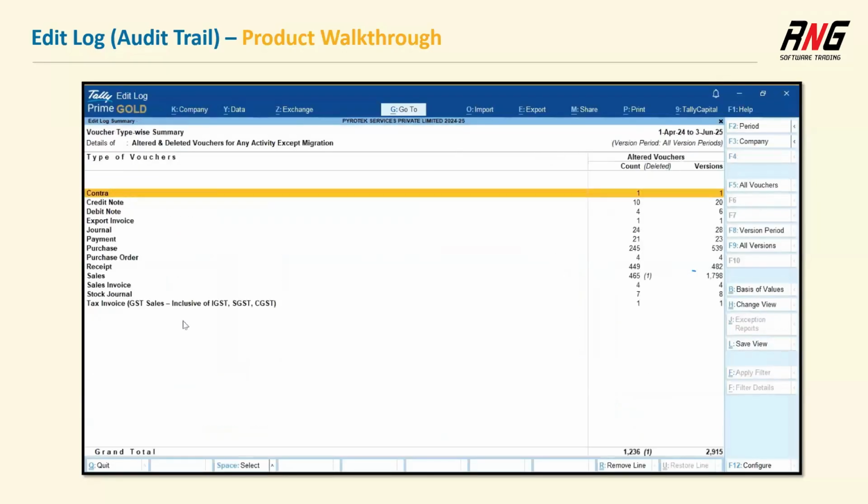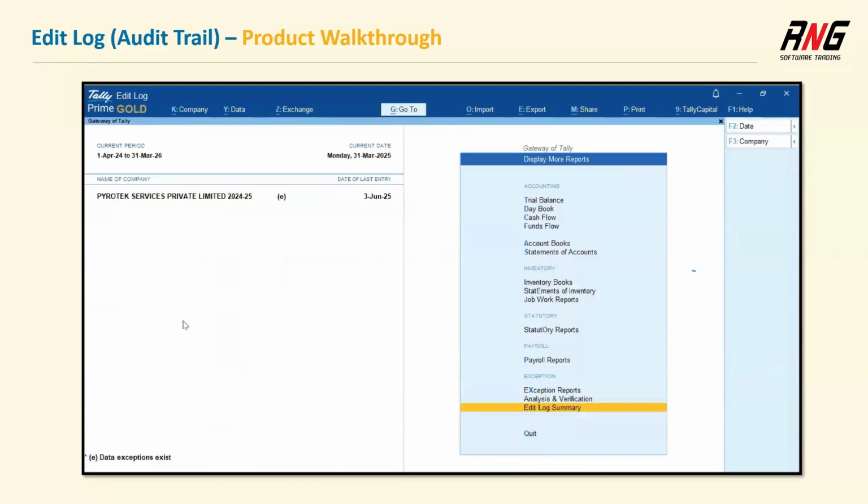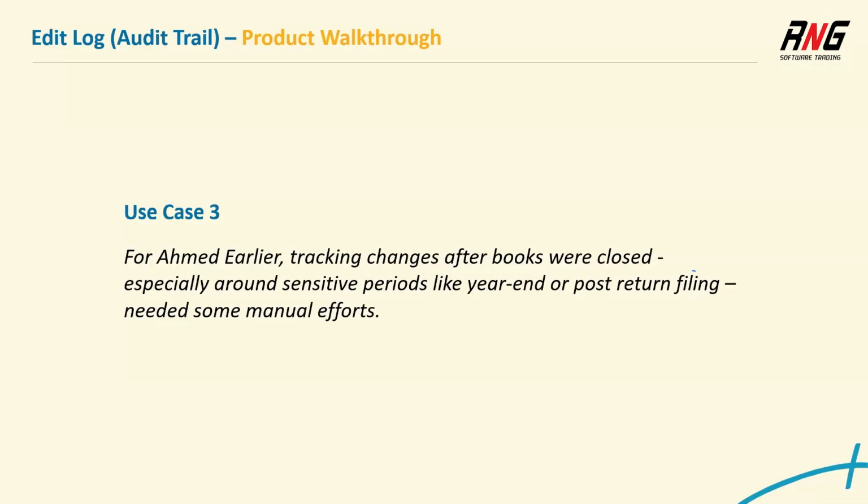changes has happened. So instead of going to a voucher level or maybe in the daybook kind of report, you can just go to the edit log summary where you will get all the consolidated view and all the extra details that you wanted. Now just to give you another use case, Ahmed earlier wanted to track changes which are done after books are closed, especially around sensitive time periods like year end or post return filing.